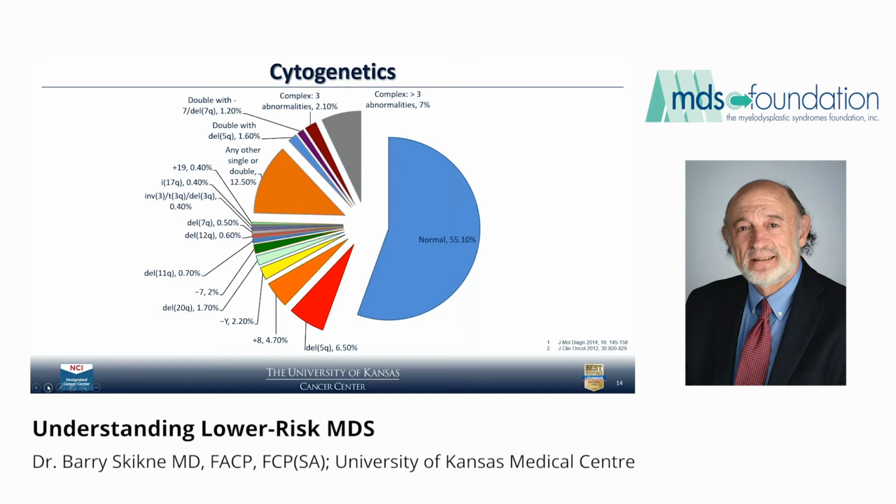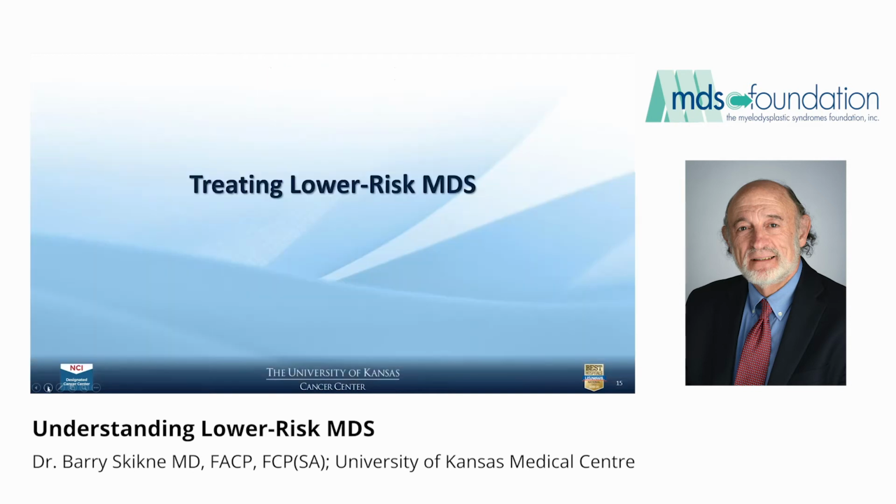But when one looks at mutations, virtually every patient will have a mutation. So nearly 100% of patients with MDS, you will find a mutation, despite the fact that they have normal cytogenetics. So this is the importance of why we want to add this, looking for gene mutations to our armamentarium on patients' diagnoses. So what about treatment of lower risk disease?